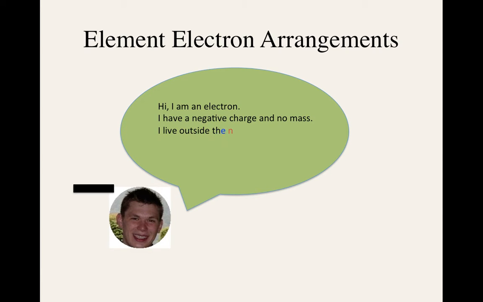So we are really worried about electron arrangements in chemistry because they're going to help us explain ultimately chemical reactions, what's going on. So he's reminding you that he's an electron, he has a negative charge, no mass, he orbits the nucleus at high speeds, and he's what's lost or gained when elements, atoms interact with each other.